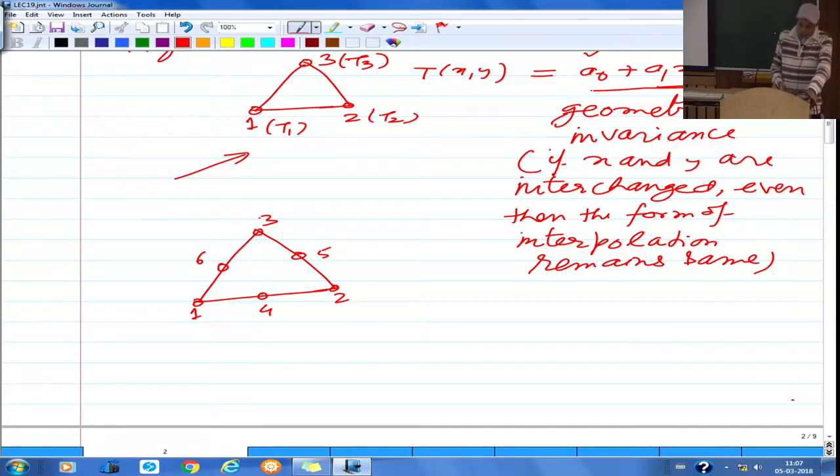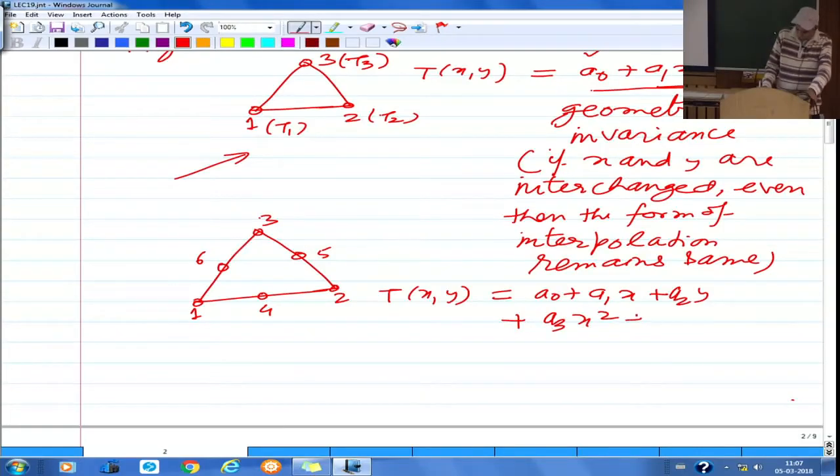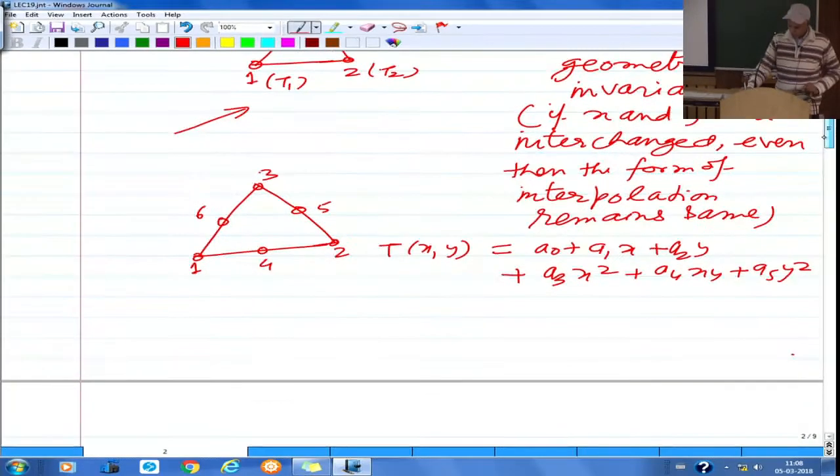And again if you have the same kind of degrees of freedom, that is t1, t2, t3, you would be able to assume approximate solution for x and y in this case as a0 plus a1x plus a2y and then plus quadratic terms, say a3x square plus a4xy plus a5y square. So now you are having a constant term, linear in x and y and then quadratic in x and y. So this is x square, y square and xy.